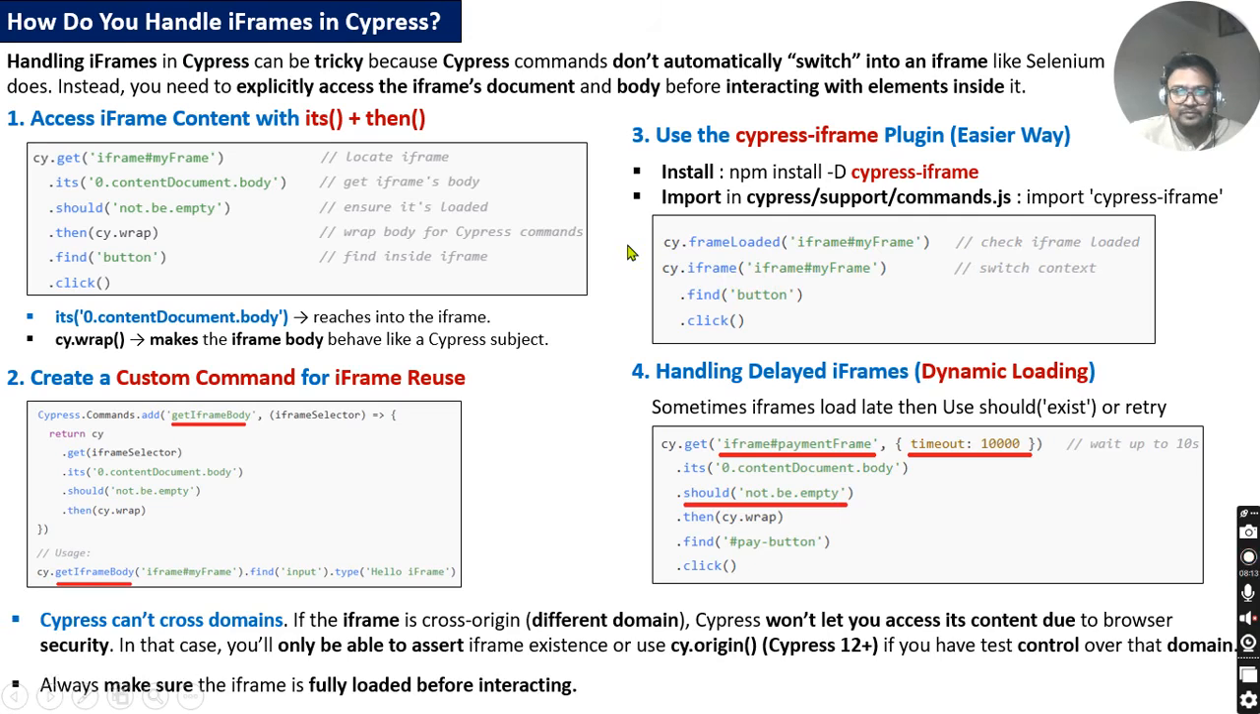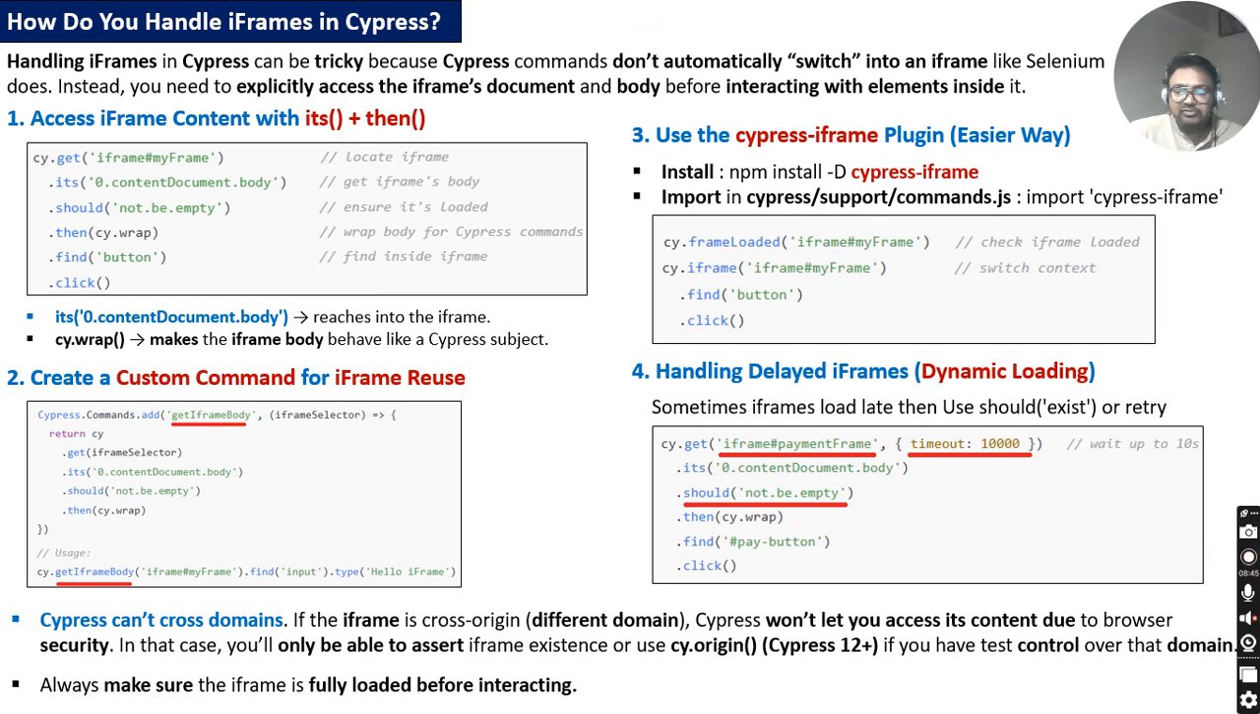Okay guys, Cypress cannot cross domains if the iframe is cross-origin. Let's suppose the iframe domain is different, then it is not going to work. You need to always make sure they are from the same domain, or the iframe is created from the same domain web page. Cypress won't let you access its content due to browser security. In that case, you are only able to assert whether the iframe exists or not, a basic command, or use cy.origin, which I told you about, like how to switch the tab or create a new tab with a new URL.